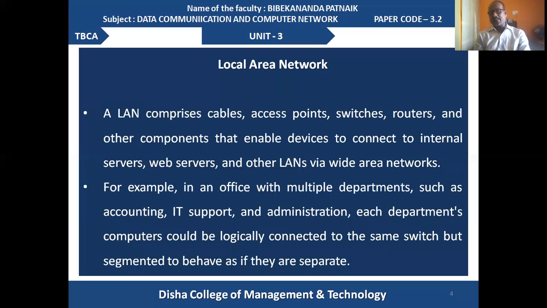So the next slide says that a LAN consists of cables, access points, switches, routers and other components that enable devices to connect to internal servers, web servers and other LANs via a wide area network. So there are basically two types of network there. One is called the larger network, that is called wide area network, and the next one is called the smallest network, that is called the local area network.